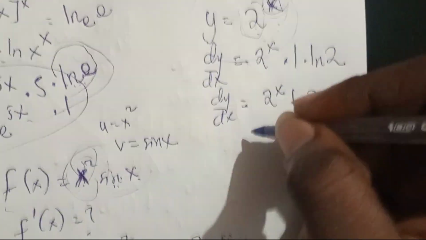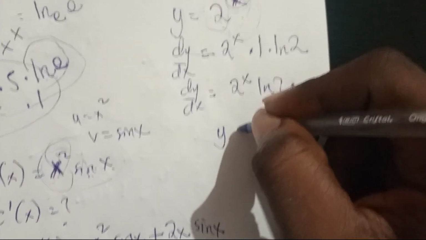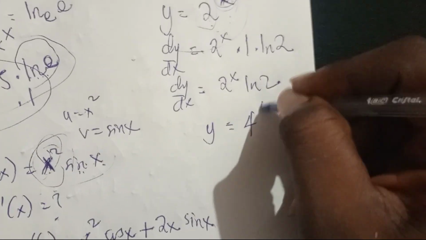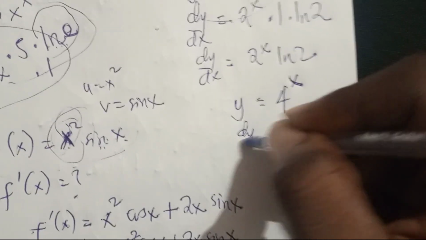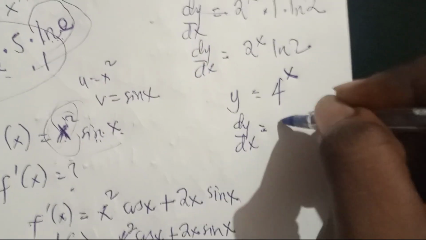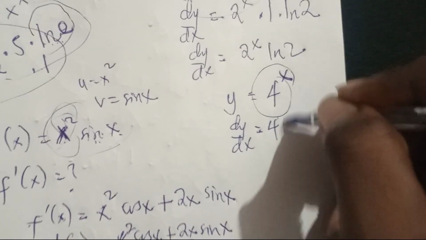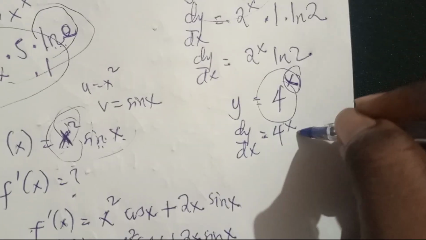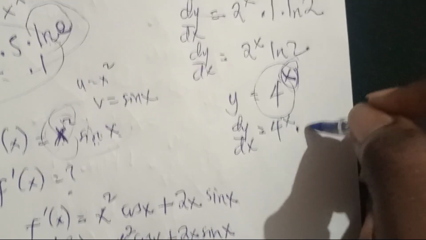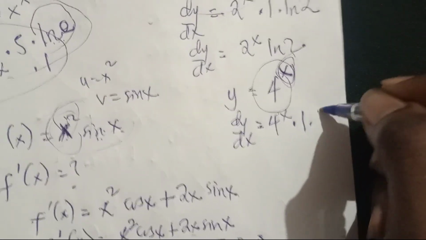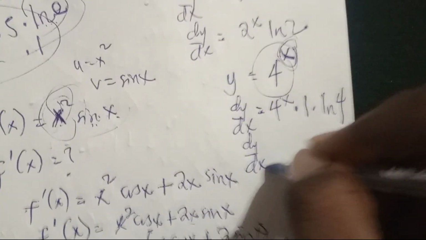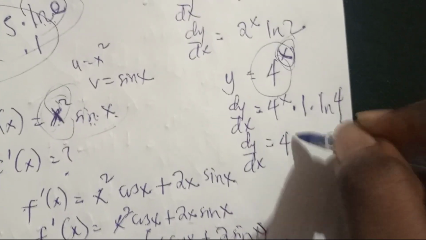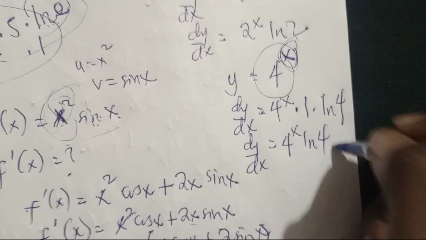Okay, so what about if you are given y is equal to 4 to the power x? So the same thing, so that's dy dx is equal to 4 to the power x, multiplying the derivative of the power, multiplying our natural log of 4, which is dy dx is equal to 4 to the power x natural log of 4.